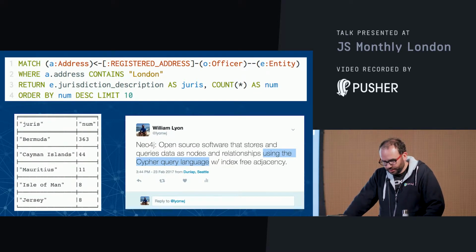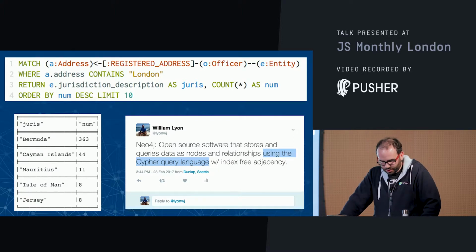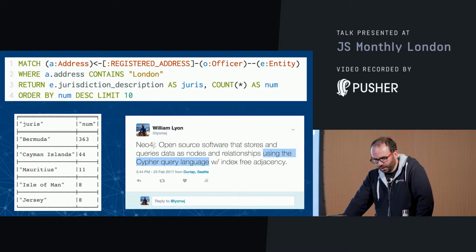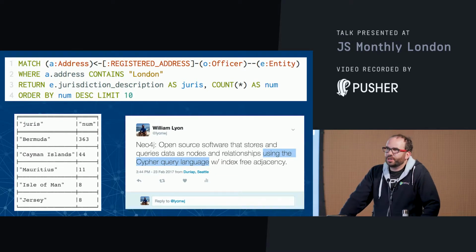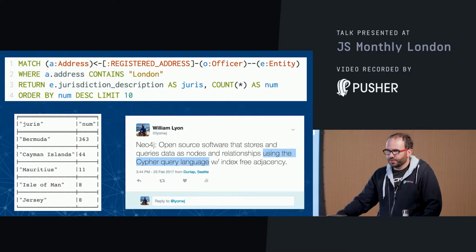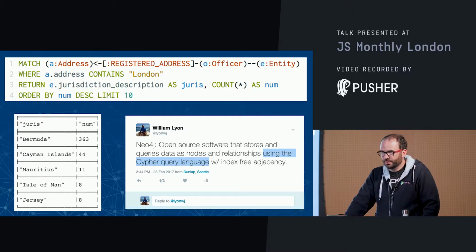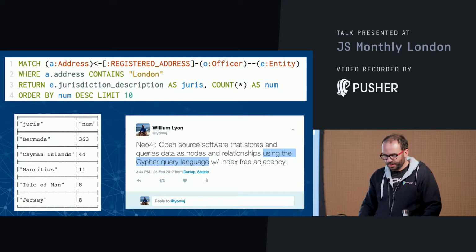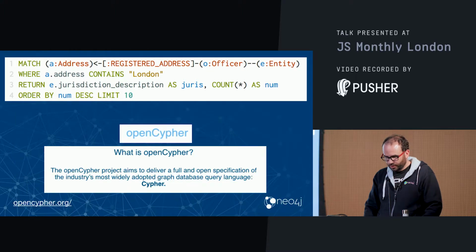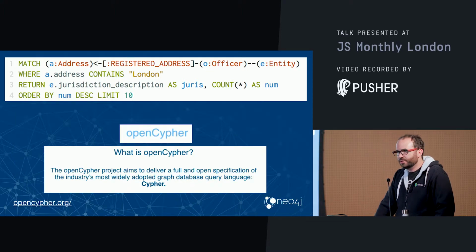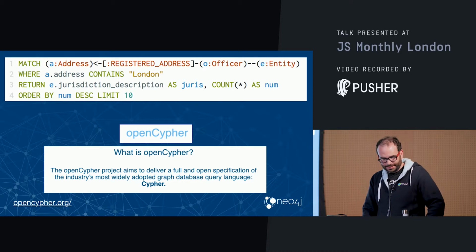Well, Bermuda is the most common offshore jurisdiction, followed by the Cayman Islands. Mauritius is on the list as well. So the point there is just that graph queries are not just about graph visualizations. We can do the same things that you would expect from other query languages like SQL and that kind of thing. Cypher is part of the OpenCypher project, so it's an open query language that is implemented by other databases and other processing frameworks. We can use Cypher with Spark, for example.